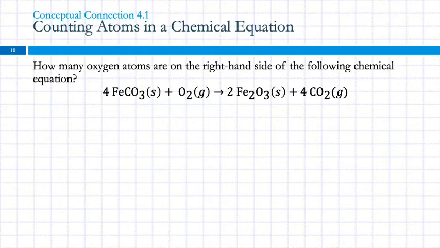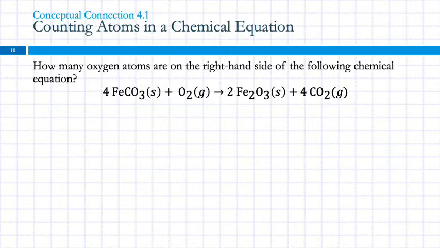So we should be able to count atoms in a chemical equation. If we look at this one, it's asking how many oxygen atoms are on the right-hand side of the following equation. By right-hand side, we mean to the right of the arrow. That's like the balancing point here. So over on the right side, how many oxygen atoms are there? A bunch.